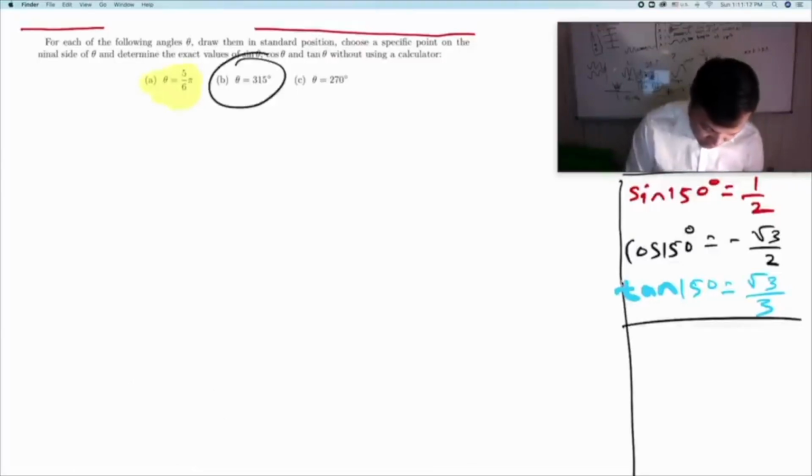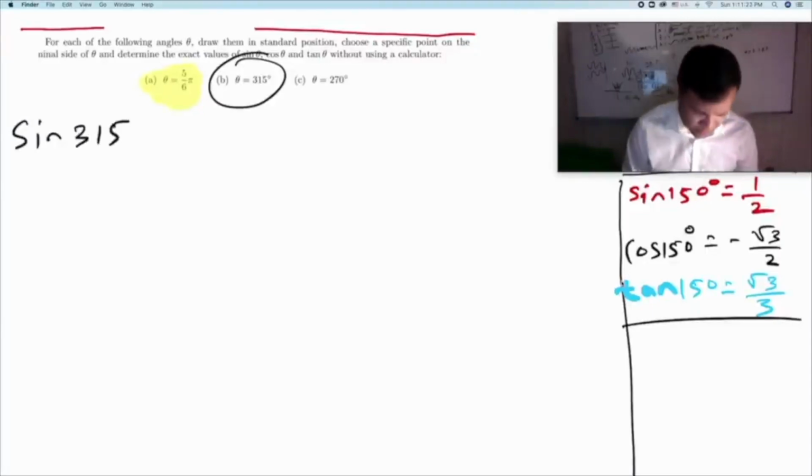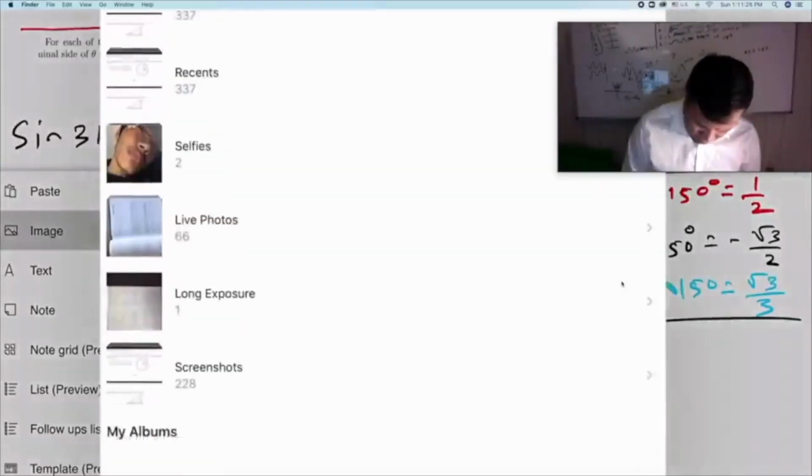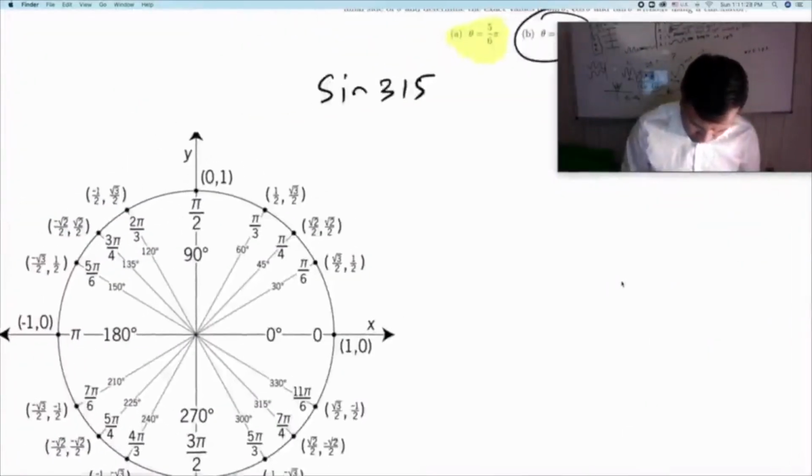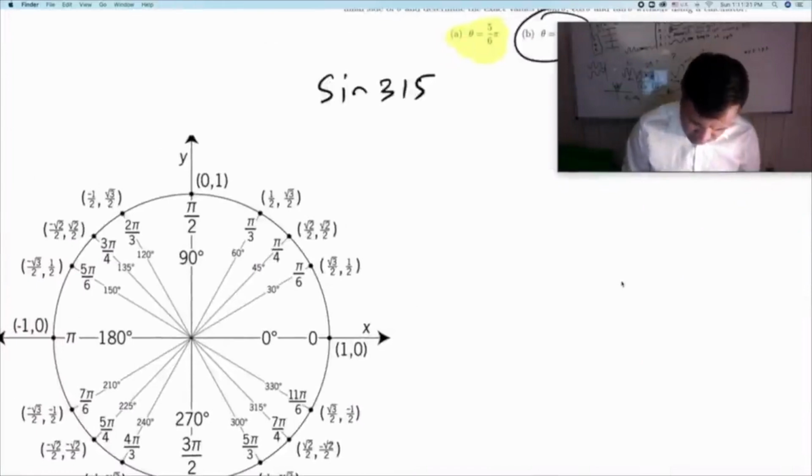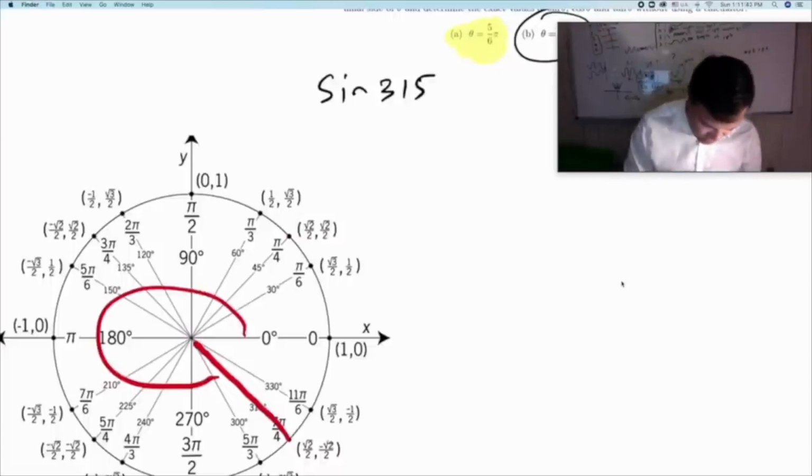So first we're going to do sine 315. For the first time, I'm going to use the unit circle. Okay, so this is my unit circle, and theta 315 is this one. If this is 315, then this must be negative 45, clockwise. Counterclockwise is 315, and sine 315 is negative square root of 2 over 2.